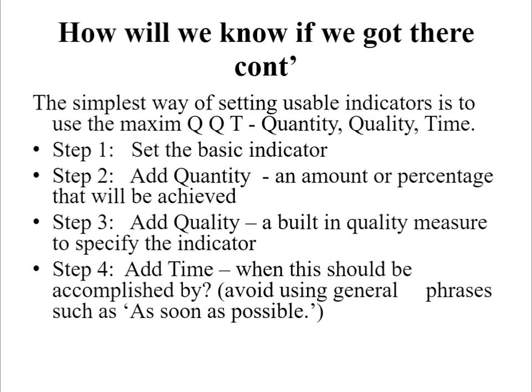The simplest way of setting usable indicators is to use the maxim QQT, whereby QQT stands for quantity, quality, and time. So the first step is to set the basic indicator. Then in step number 2, add quantity, which is an amount or percentage that will be achieved. In step 3, add quality. This is a built-in quality measure to specify the indicator. And in step 4, add time. This indicates when this should be done. Here, you need to avoid using general phrases such as soon as possible.